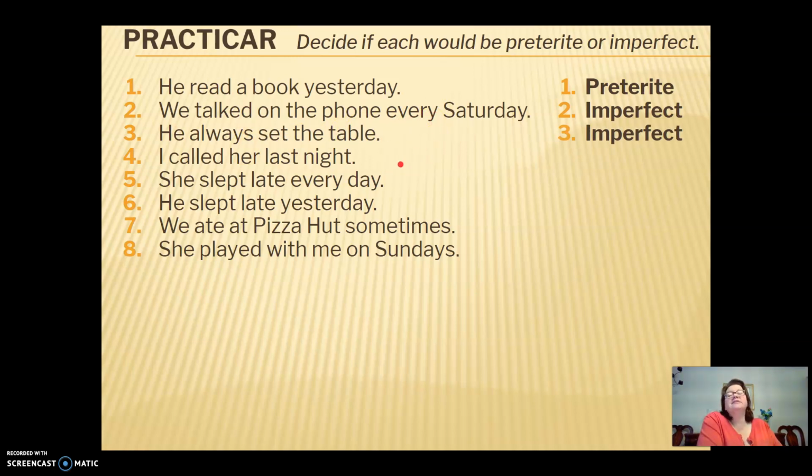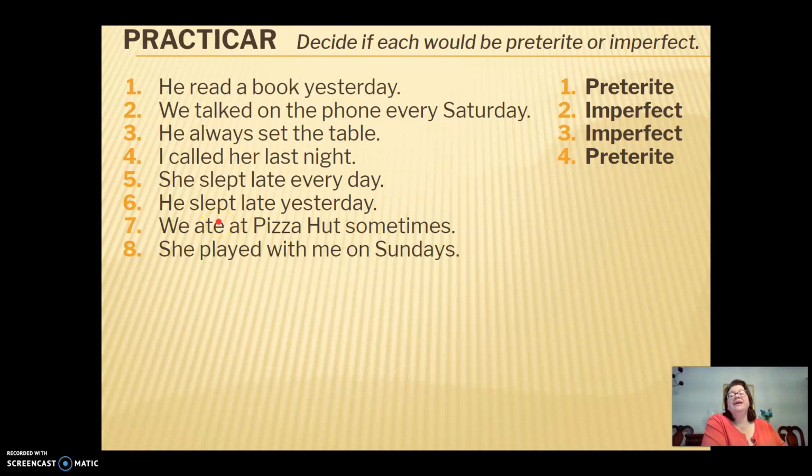I called her last night. Again, last night being anoche, that's going to be your trigger word. Is that an over and done with a specific number of times, or is it a repeated habitual action? We know that as a specific action, so therefore it will be the preterite.